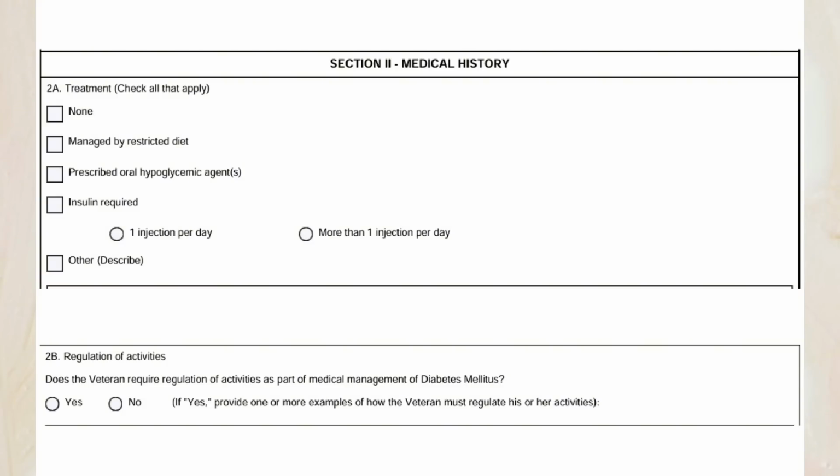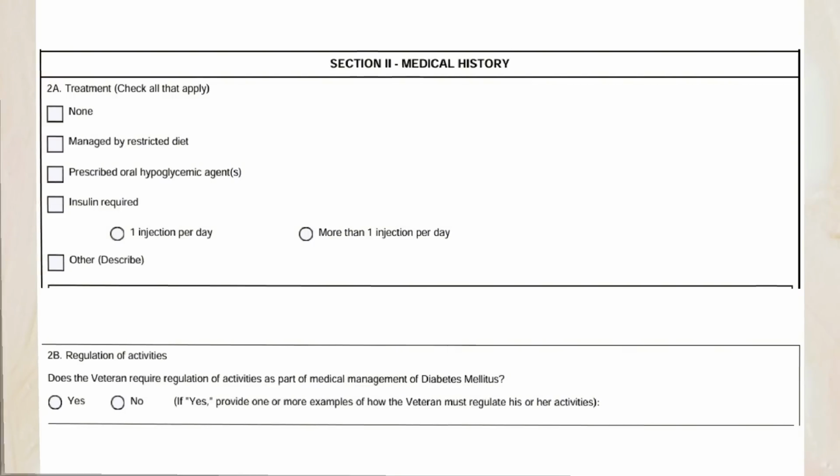But here's another nugget. You can actually write, because subjective evidence comes into play here, what you need to do as it pertains to regulation of his or her activities. And that's what you're explaining on the high-level review, okay? Let's keep going, people. Slide number 3.